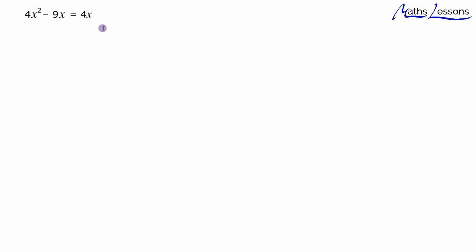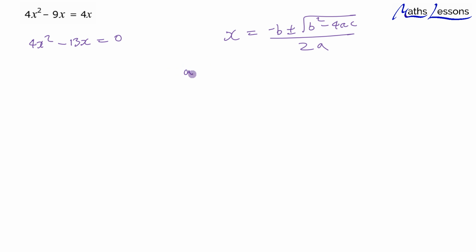Okay, so the first thing to do is get everything onto the same side. So let's take 4x away from both sides. You get 4x squared minus 13x equals 0. If you want to use the quadratic formula, x equals minus b plus or minus the square root of b squared minus 4ac all over 2a. In this case, a is equal to 4, because in the question you should have ax squared plus bx plus c equals 0. So a is how many lots of x squared, b is how many lots of x, so we've got minus 13. And c, well, we haven't got a c here, so c will equal 0.